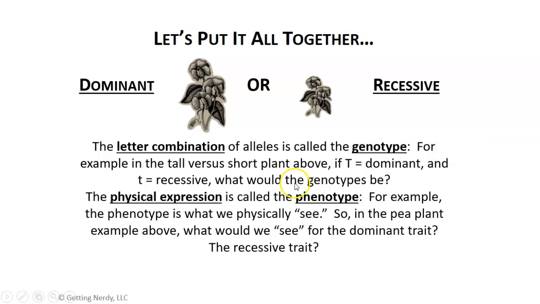Okay. The physical expression, again, is called the phenotype. This is what you actually see. This is what the trait looks like. So in the pea plant example above, all of the genotypes that have a dominant allele are going to give you tall plants. And any of the recessive plants, what you're going to see is a short plant.